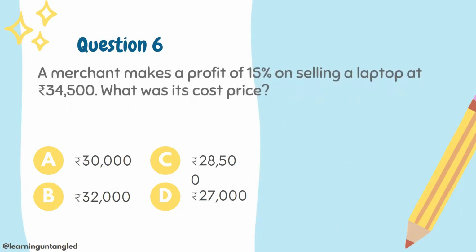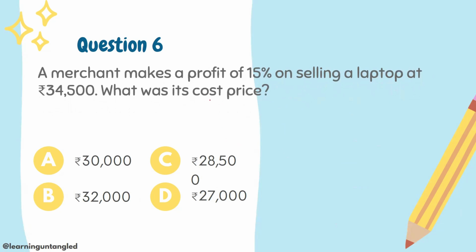Question number 6. A merchant makes a profit of 15% on selling a laptop at 34,500. What was its cost price? A, 30,000, B, 32,000, C, 28,500, or D, 27,000.